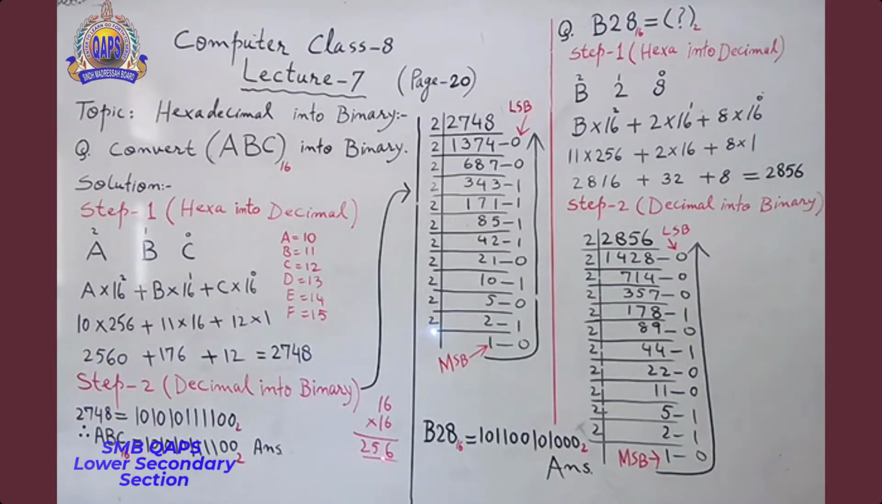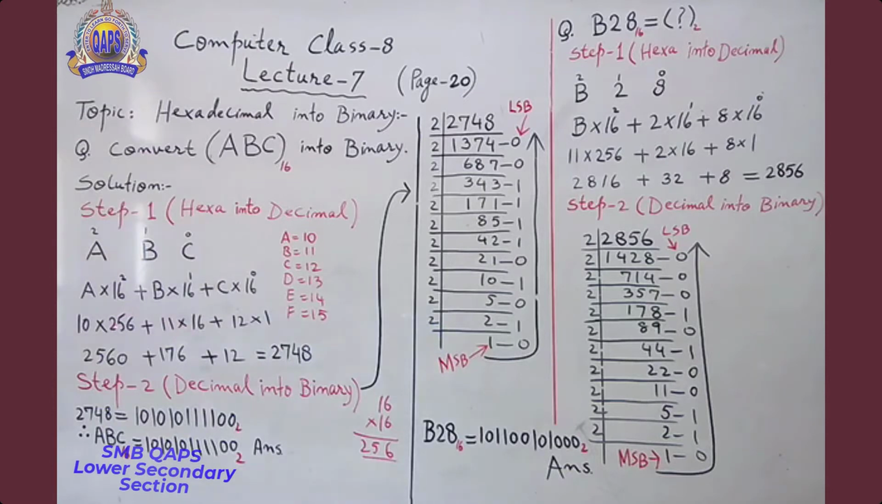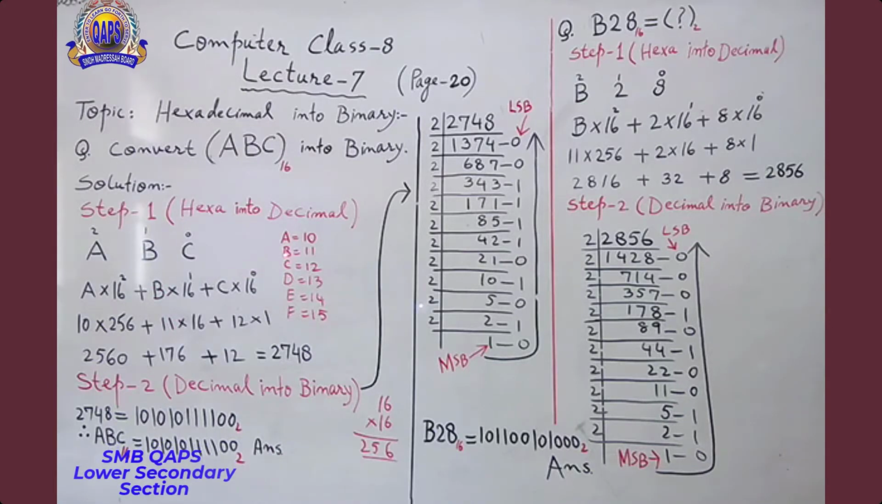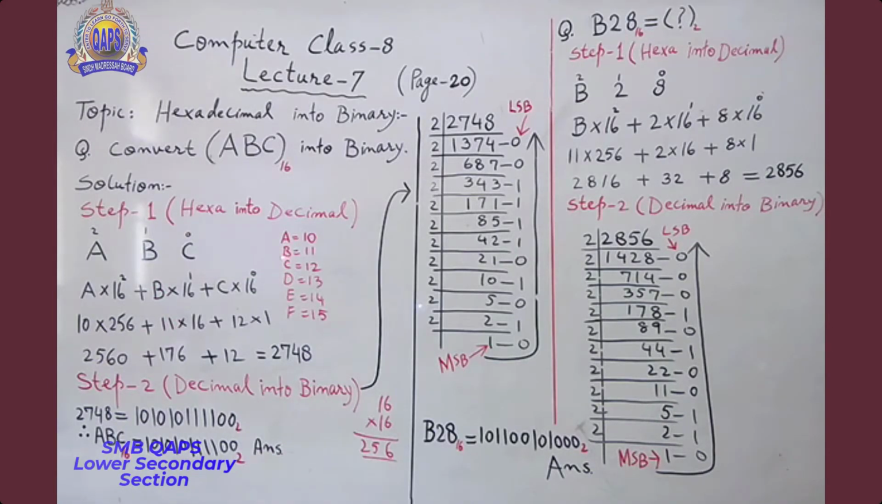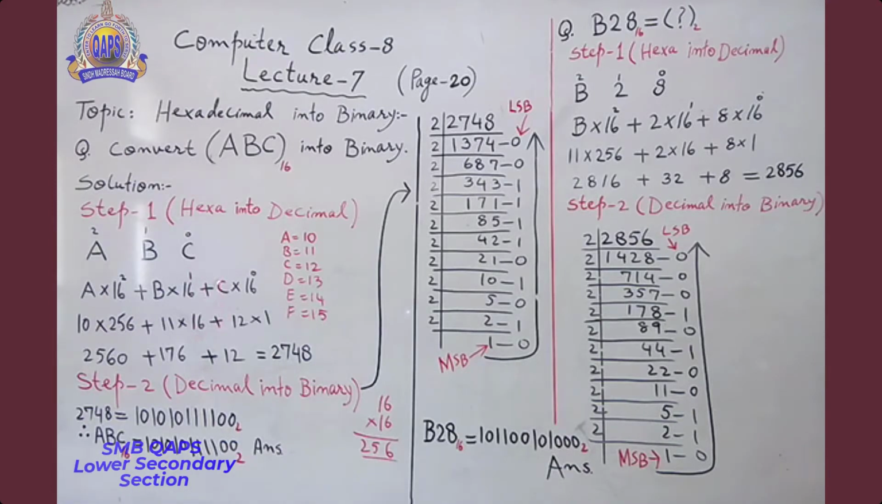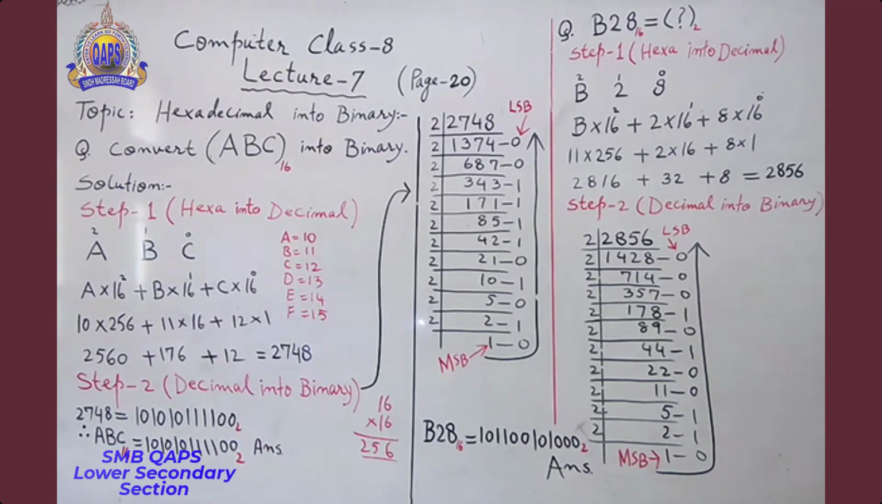So the answer is 256. 256 plus B. Instead of B, I will write 11. Why? In hexa, A is equal to 10, B is equal to 11. 11 multiplied by 16 power 1 is equal to 16 plus C. C is equal to 12. So instead of writing C, I will write 12 multiplied by 16 power 0 is equal to 1. Understand what I am saying?